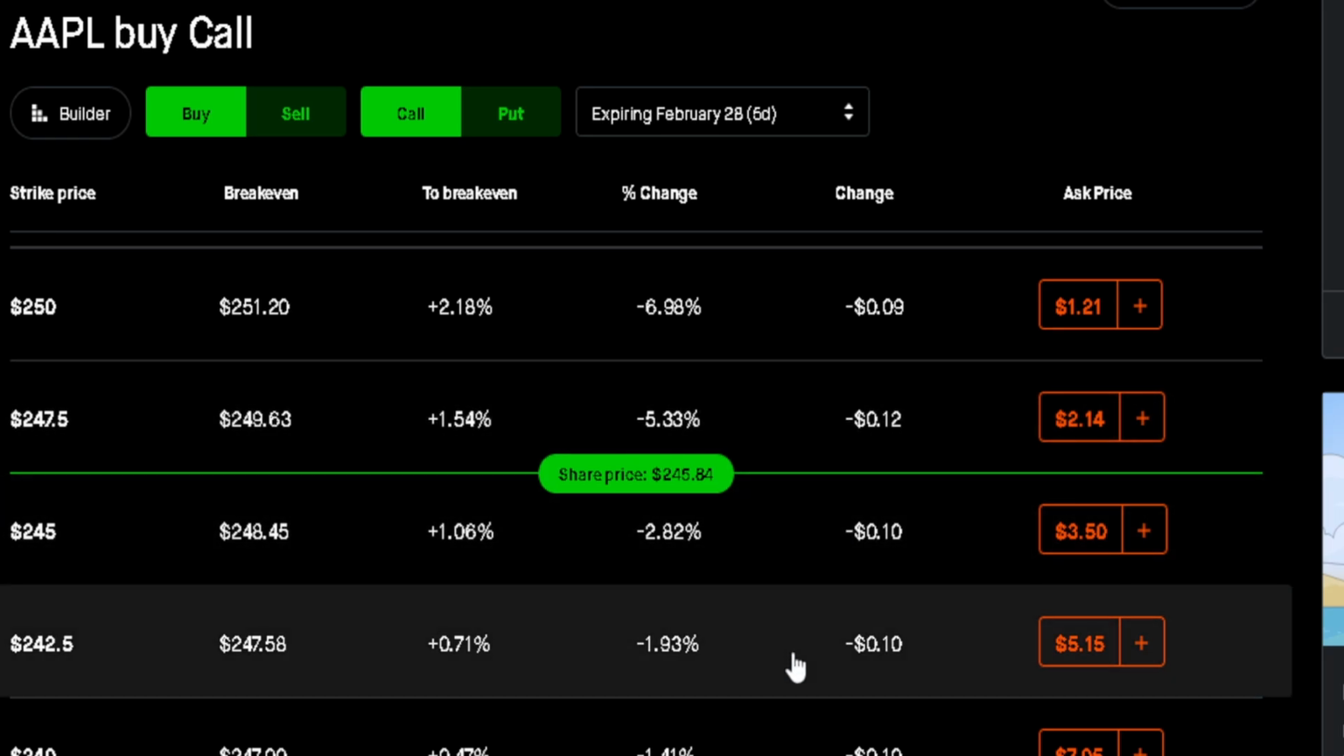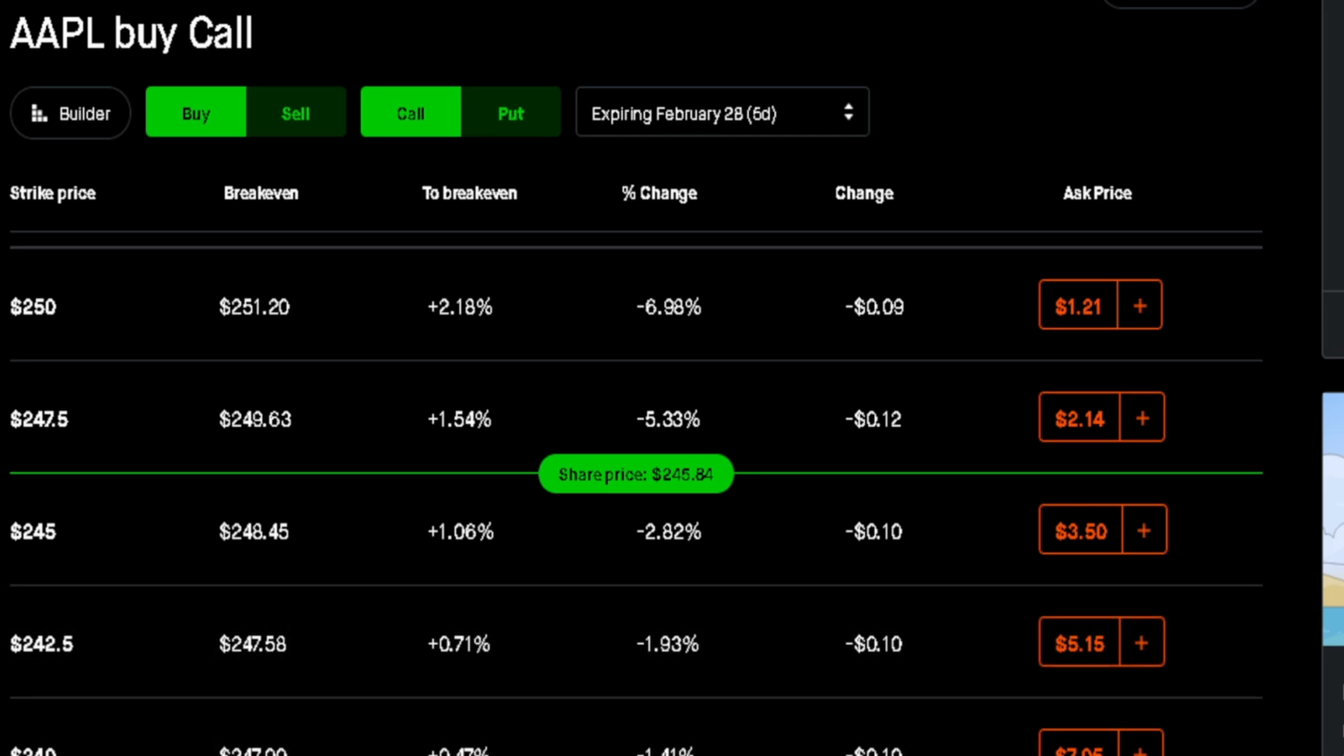And then for in the money, that's the opposite for calls. So 242.50 and down, these are all in the money. If you were to buy a call on these, they're far more expensive, and it would take a lot more for you to make a profit. If you were to sell a call, it's almost guaranteed that you would have to sell your shares at that price. So that's why you get paid more, because it's expected to stay above the price that it's at now, usually.